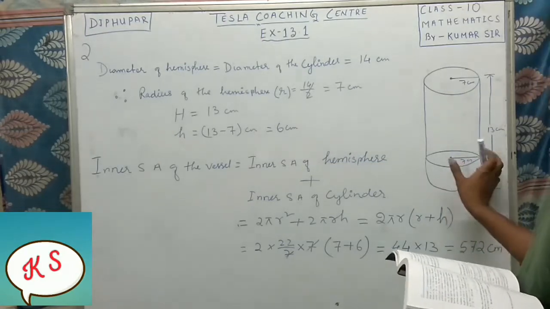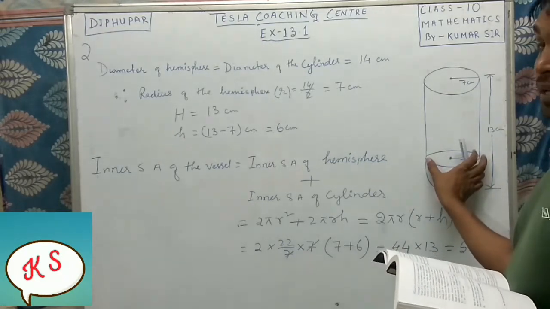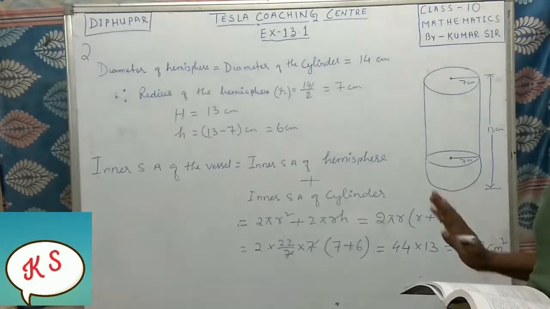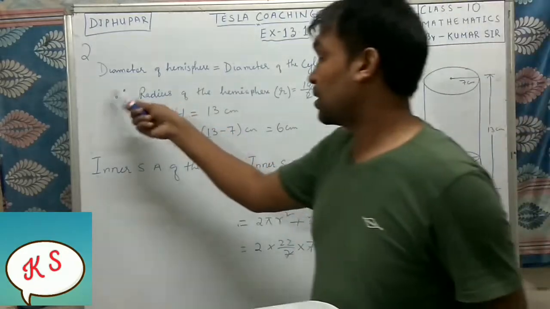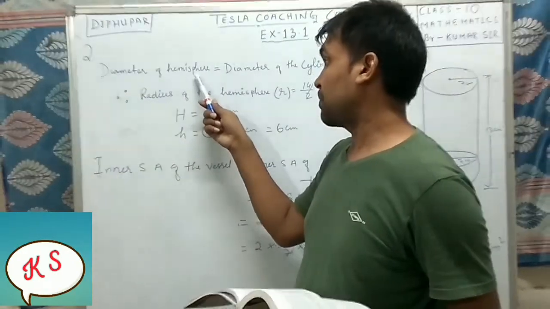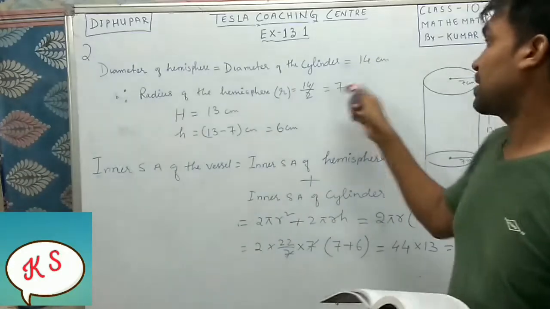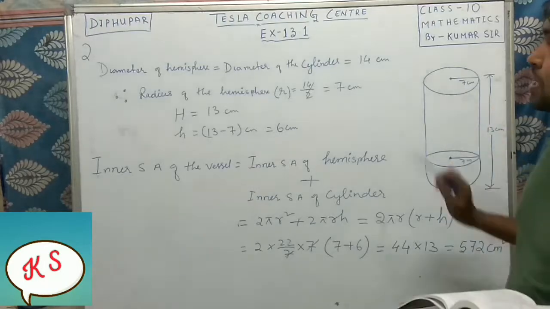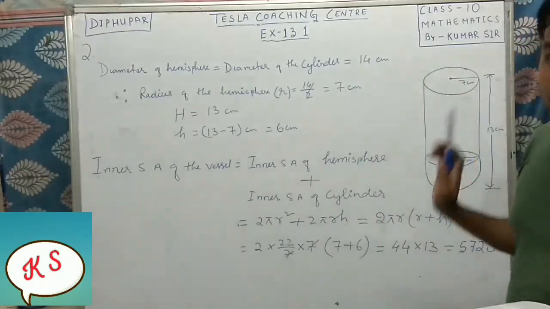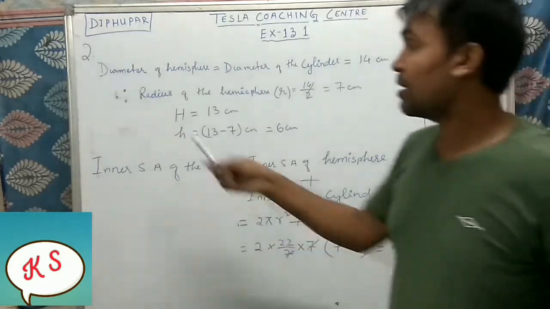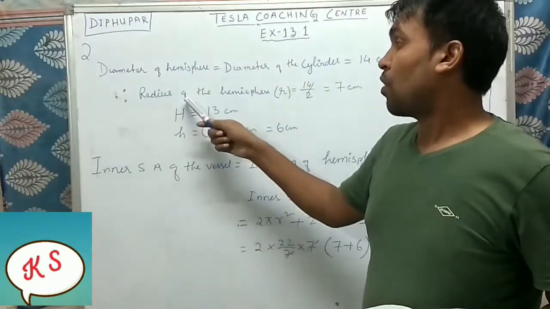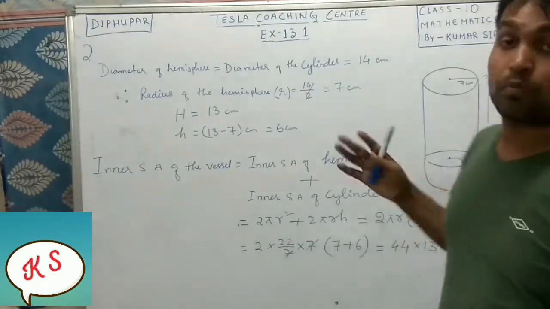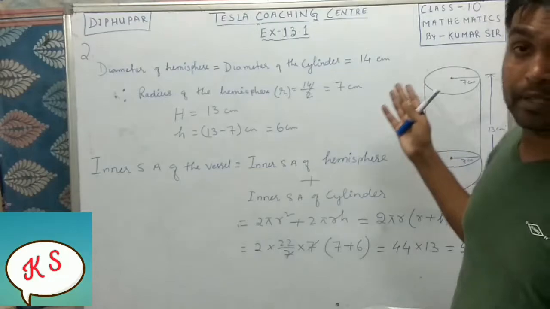And the diameter of the hemisphere is given as 14. Whatever diameter the hemisphere has, the same diameter the cylinder also has, because top and bottom it will never be different. So we have written: given diameter of the hemisphere equal to diameter of the cylinder, equal to 14 centimeter. Therefore the radius of the hemisphere as well as the radius of the cylinder will be the same because their diameter is the same.